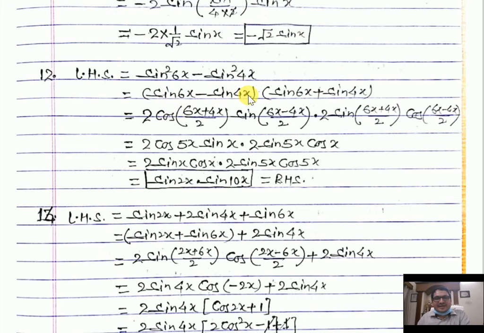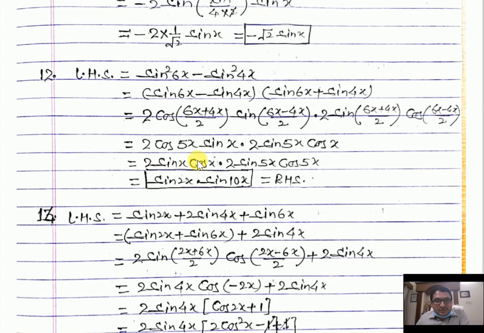So sin c minus sin d will be 2 cos (c plus d)/2 sin (c minus d)/2. Sin c plus sin d is what? 2 sin (c plus d)/2 cos (c minus d)/2. So 6 plus 4 is 10, 10 upon 2 is 5x. 6 minus 4 is 2, 2 upon 2 is x. Sin c plus sin d is 2 sin (10 upon 2) which is 5x, and (6 minus 4) upon 2 is x. So 2 sin 5x cos 5x.